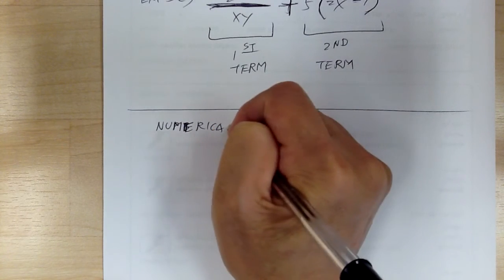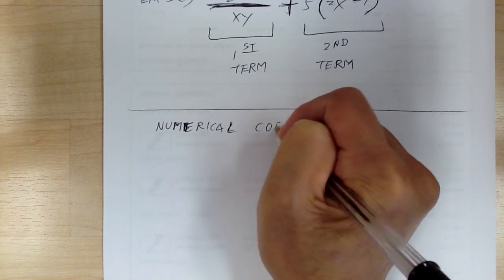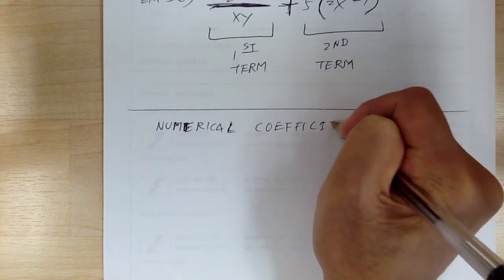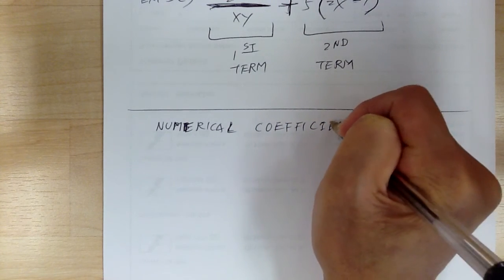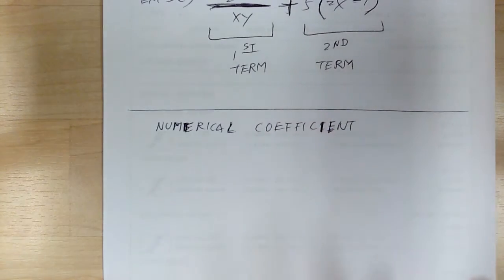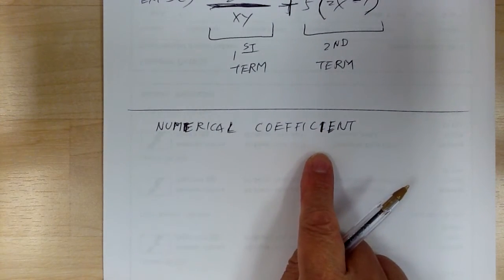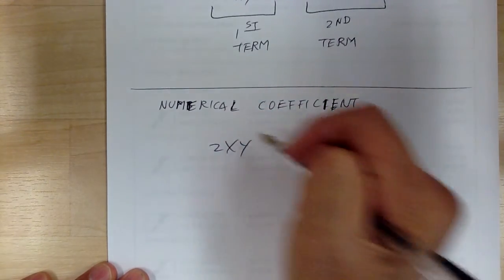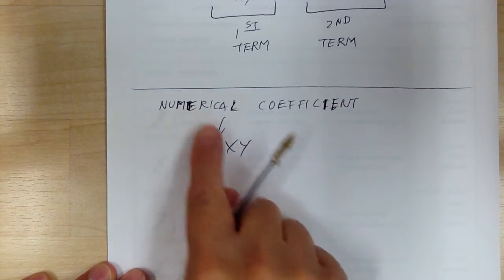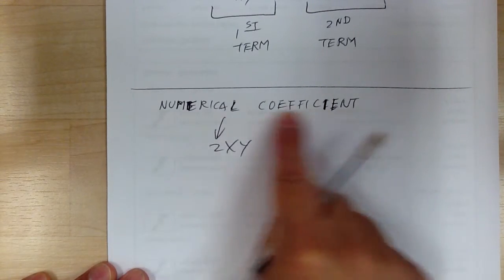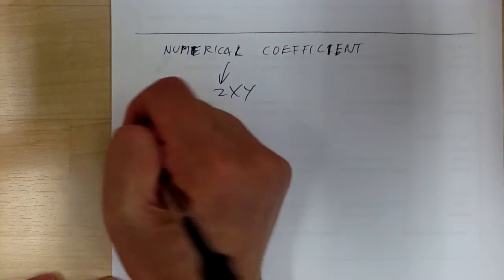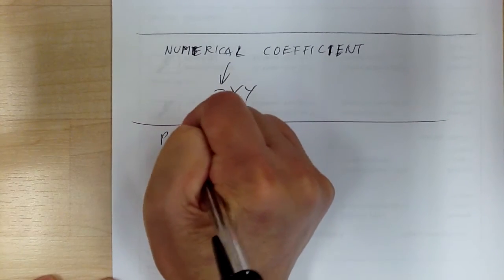Okay, numerical coefficient. The numerical coefficient is the number before the variable. So for example, if you have 2xy, the numerical coefficient is the 2 over here. Again, it's the number before the variable. That's what the numerical coefficient means. Okay, now let's go to page 95.